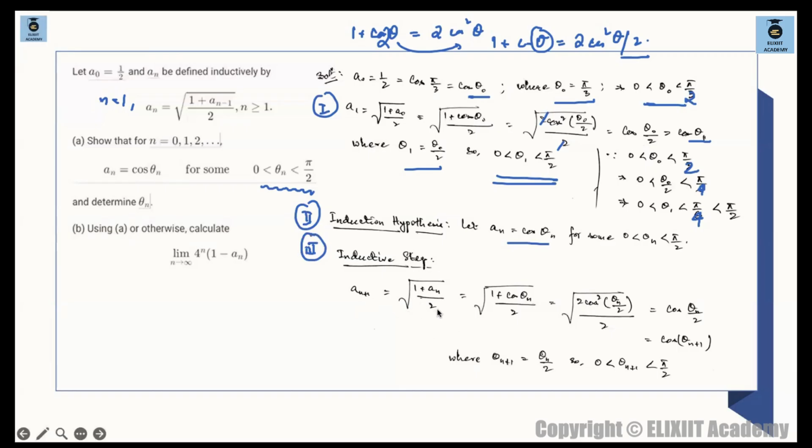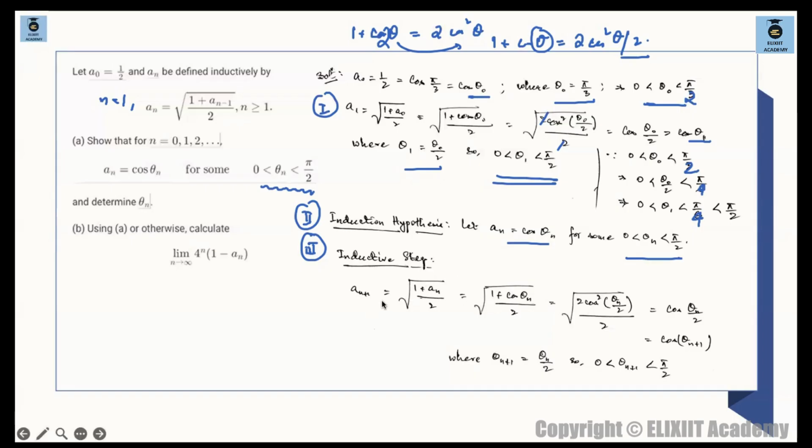So a n plus 1 will be square root of (1 plus a n) divided by 2, which is 1 plus cos of theta n. What is a n? I have taken a n from the induction hypothesis step to be cos of theta n. Basically, we are assuming this: let a n be cos of theta n for some theta n lying between 0 and pi by 2. Using this, we will prove the third step. That's what we do in case of inductions, right?